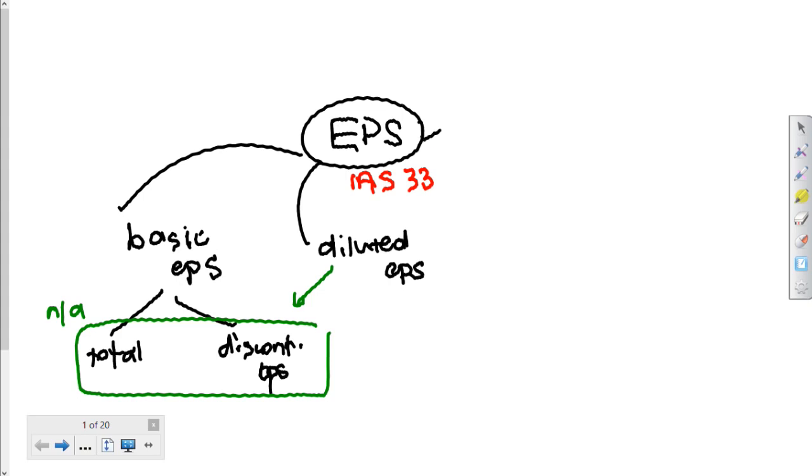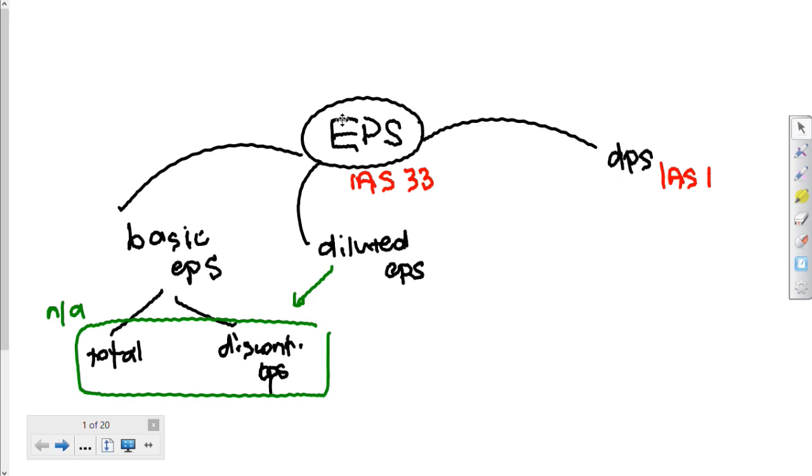We also need to disclose dividends per share, but that's a requirement of IAS 1, presentation of financial statements. It's not a requirement of IAS 33, but it does fall into this study unit, the disclosure of dividends per share.